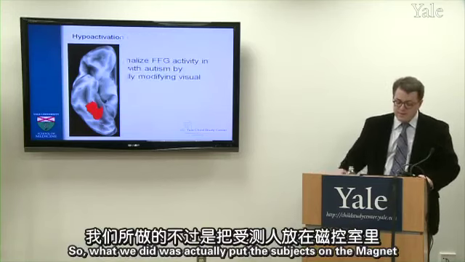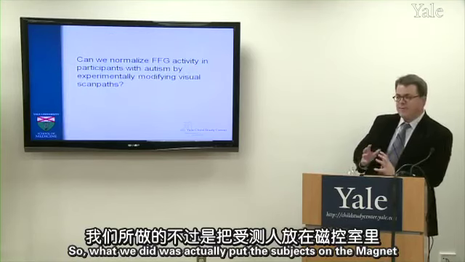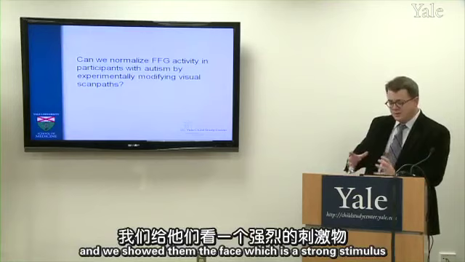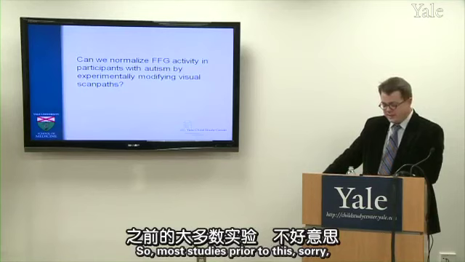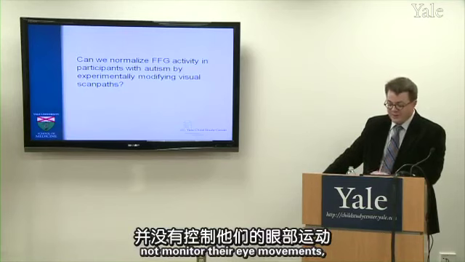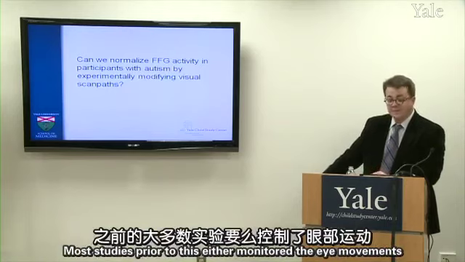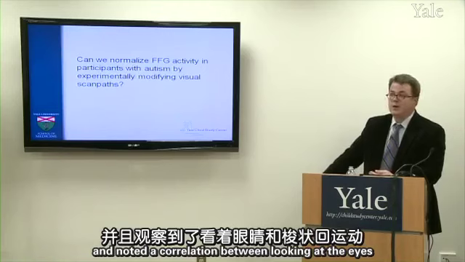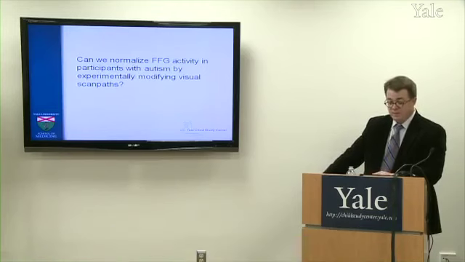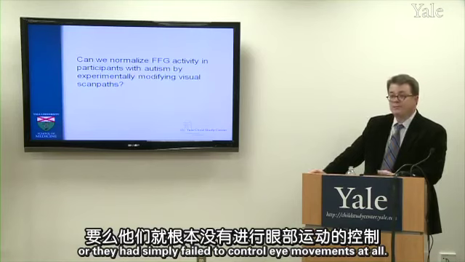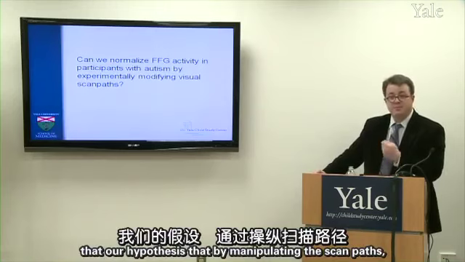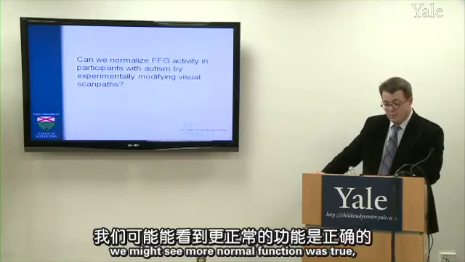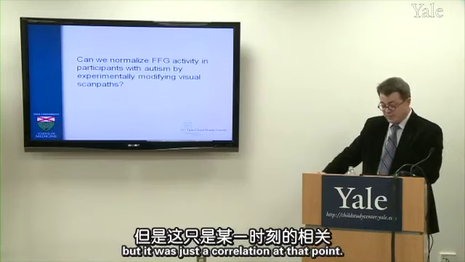All right? So what we did was actually put the subjects in the magnet, and we showed them a face, which is a strong stimulus to elicit activity in the fusiform, and we monitored their eye movements. Right? So most studies prior to this, did not manipulate their eye movements, we actually experimentally manipulated their eye movements. Most studies prior to this had either monitored the eye movements and noted a correlation between looking at the eyes and fusiform activity, or they had simply failed to control eye movements at all. All right? So we had a correlation that suggested that our hypothesis that by manipulating the scan paths we might see more normal function was true, but it was just a correlation at that point.